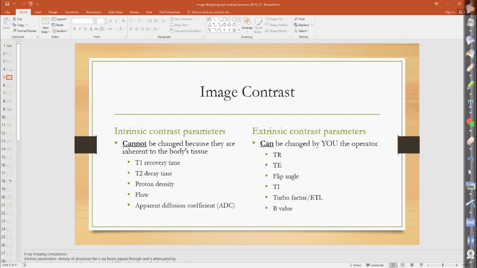But our extrinsic parameters were things that we can manipulate as an MR technologist, and they are on our console. And those are things like repetition time, echo time, our flip angle, inversion time, turbo factor, also called echo train length, and our B value, which is associated with diffusion.